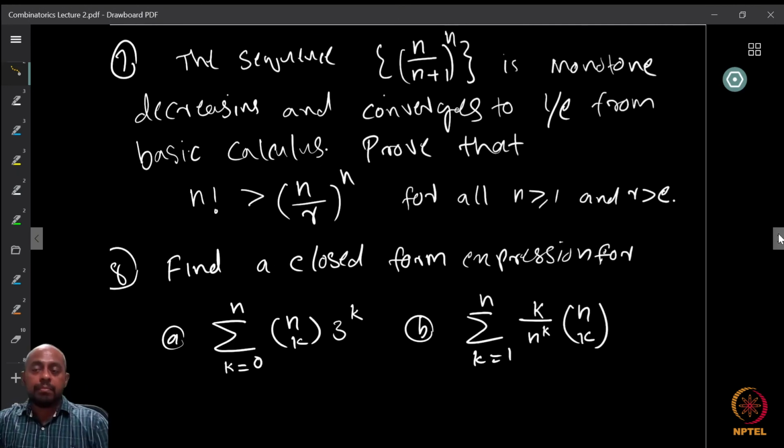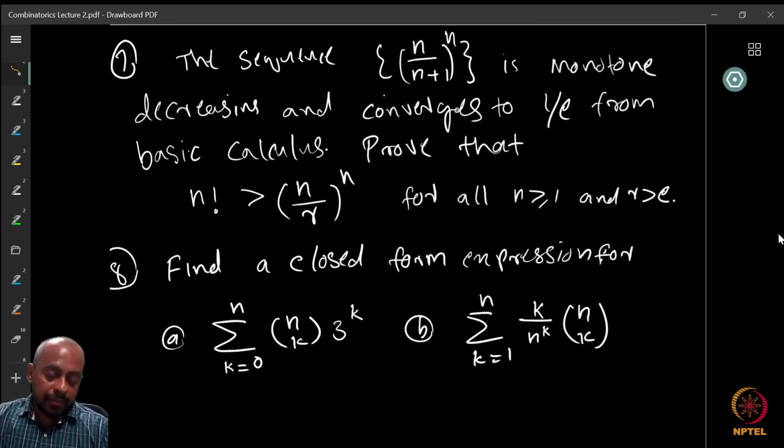And seventh question: in calculus, we have already seen that the sequence (n/(n+1)) raised to n, n greater than or equal to 1, is monotone decreasing and converges to 1/e, from the basic calculus course that we have studied. Now, prove that n factorial is greater than (n/r) raised to n for every n greater than or equal to 1 and r strictly greater than e. Here e is the base of the natural logarithm.